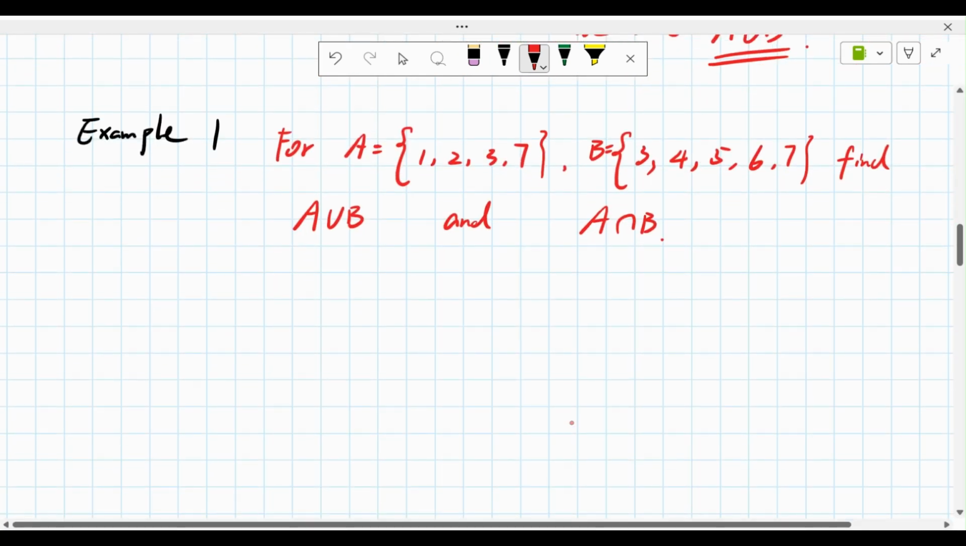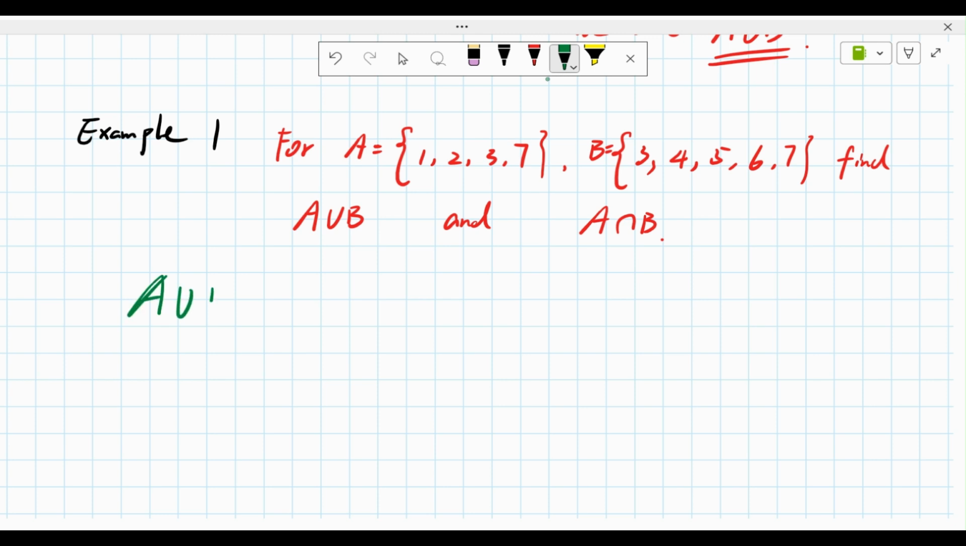All right, let's start some examples. Example one: we need to write out A and B. A has the numbers 1, 2, 3, 7, four numbers. B is 3, 4, 5, 6, 7, five numbers. For this question, if we want A union B, we rewrite 1, 2, 3, 4, 5, 6, and 7, which is all the numbers we have in A and B.